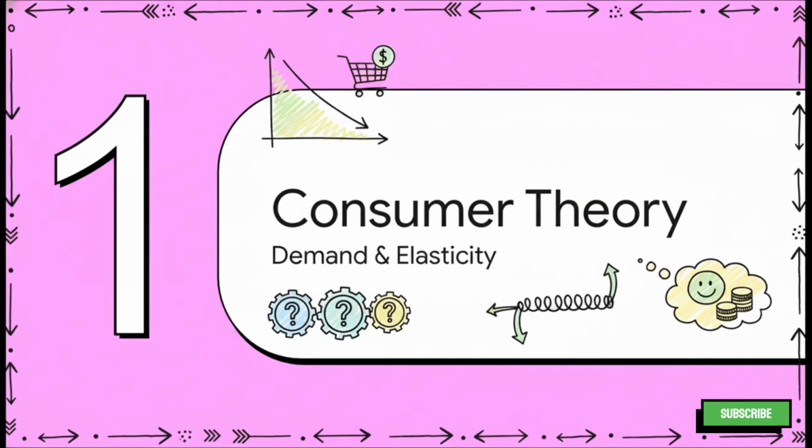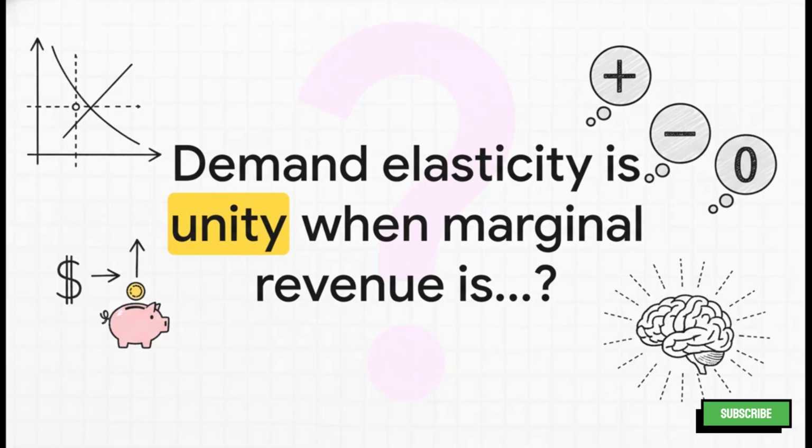Okay, let's kick things off with our first section, consumer theory. We're going to explore 3 key questions that deal with demand, elasticity, and utility. First question on the docket. When the elasticity of demand is unity, or exactly 1, what does that mean for marginal revenue? Is it positive, negative, or 0? So take a second and think about how those 2 concepts are connected.